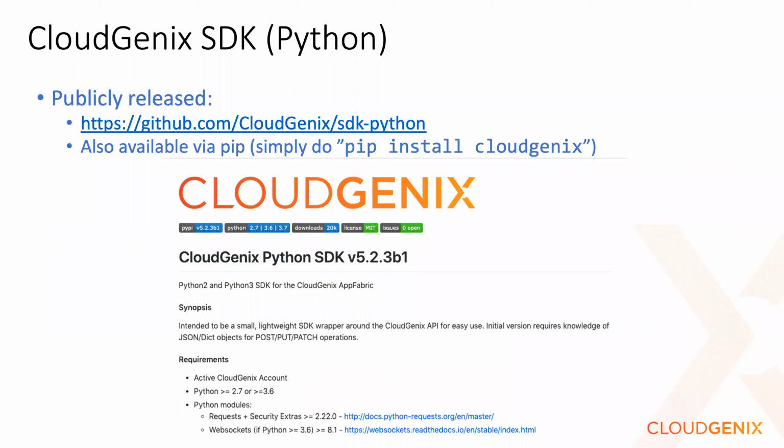And here is the CloudGenix utility. This is where it's stored out on GitHub. You're able to go to GitHub, download this, read some more information about it, or install it simply by using pip.